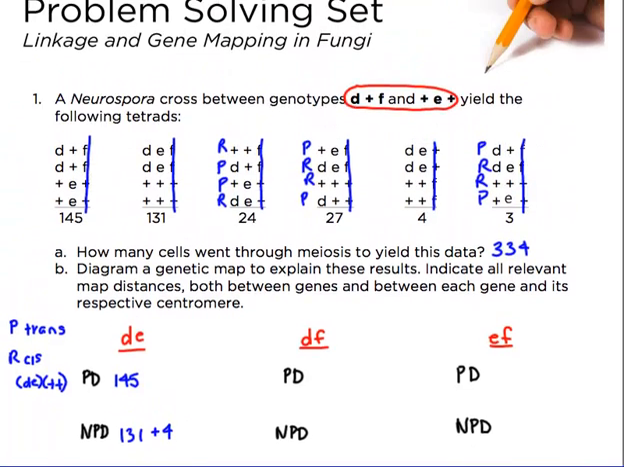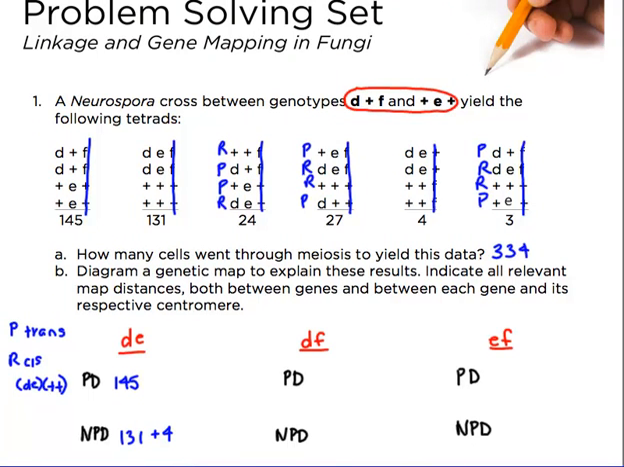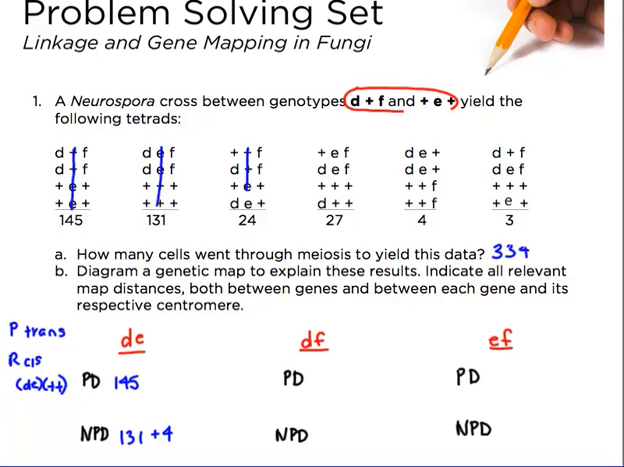Now let's look at D and F. So I'm going to erase up here. And now we're going to look at D and F, so let's cross out E. Okay. In the parents, D and F are actually cis to each other, so parental would be cis, and recombinant is going to be trans. So the recombinant would either be D plus or plus F with respect to D and F.